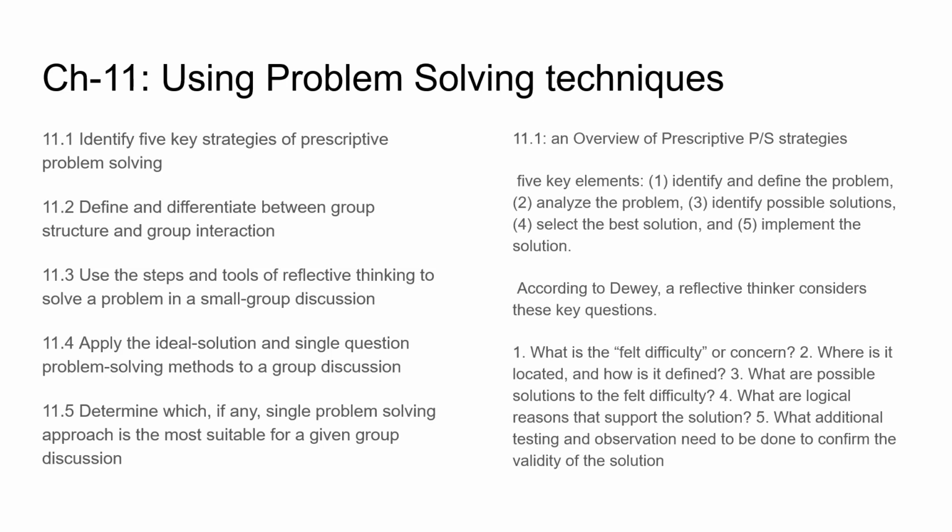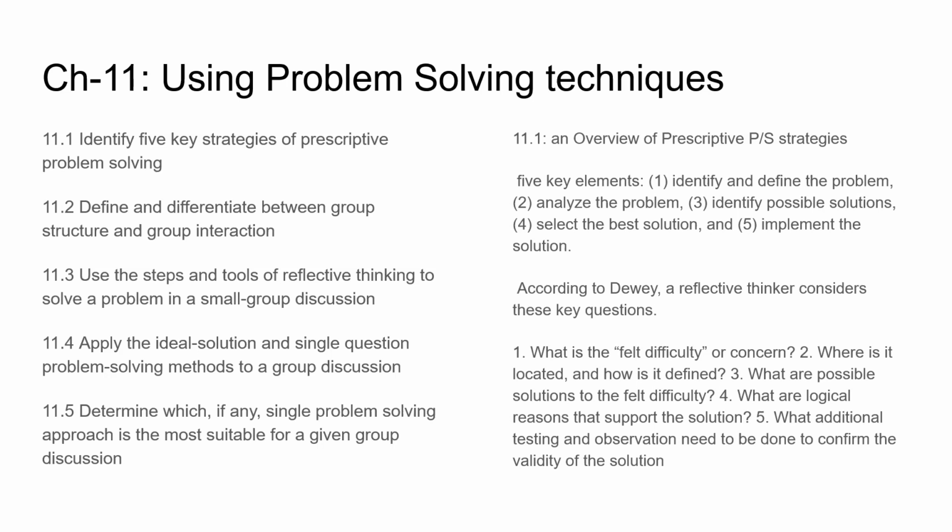Number 3, we identify the possible solutions. Like, can we fix it? Do we have to replace it, build a new one, move everybody away? And number 4, select the best solution out of all those, and then implement the solution. So yeah, those are the 5 steps.